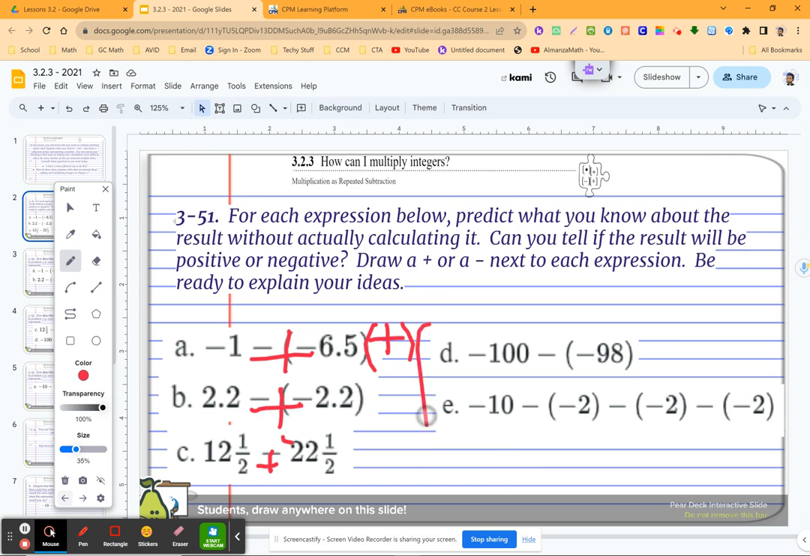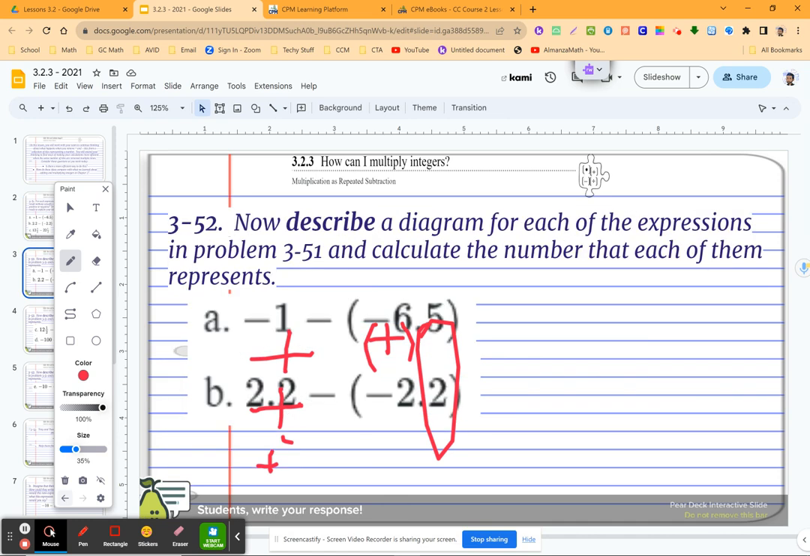Okay, so go ahead and answer D and E following the same pattern and fill that out in your Pear Deck. Pause the video if you need some time to do that.